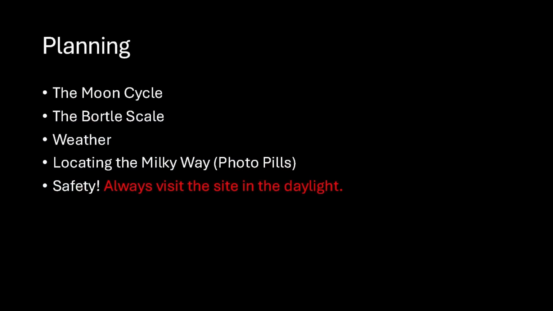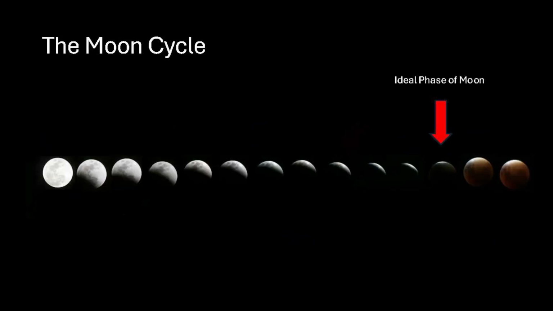So that's the moon cycle. This is the ideal phase of the moon, a new moon. Goes without saying. Next. Now, Charles, why is that? Why is that better than the waning or waxing moon? Well, it's the amount of light.